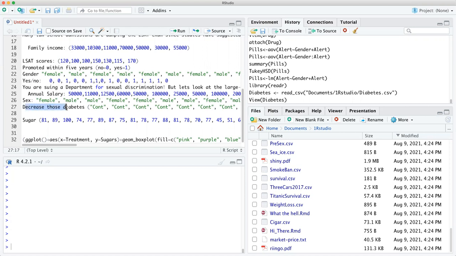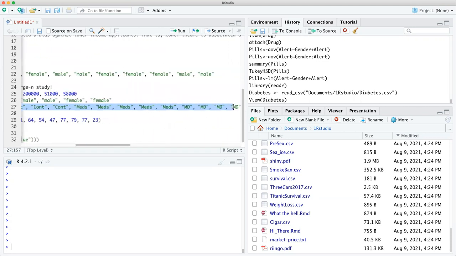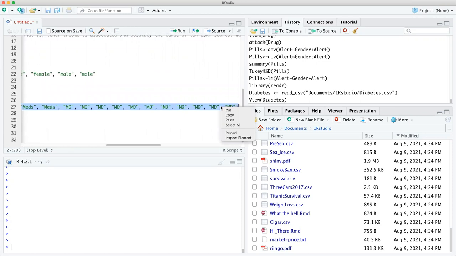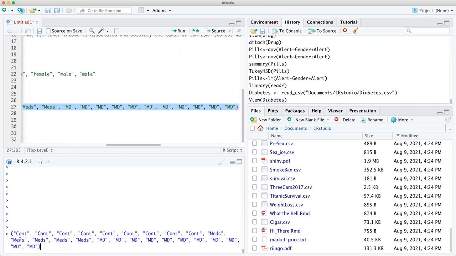So a goal here is we ate too much of that Halloween candy. Our sugars are high. Let's decrease the diabetes. So let's just consider this treatment. So on the quiz, as opposed to having the Excel sheet, you're going to have to copy and paste like I just did right here. Okay, so you copy and paste it.